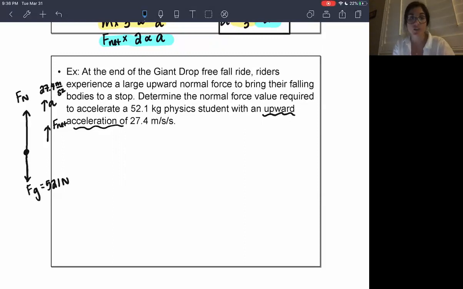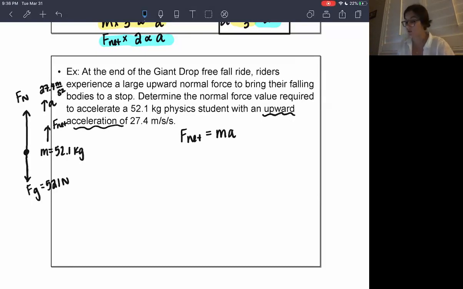So this is a good chunk of information. The only thing that I haven't written down is that their mass is 52.1 kilograms, and that might be worth noting. So I'm just going to write that down over here. So now that I've got my thoughts organized, I'm going to start using Newton's second law to problem solve. So remember how I mentioned earlier that the equation that's easier to work with is this one right here. So this is the one that I'm going to use from the get-go.